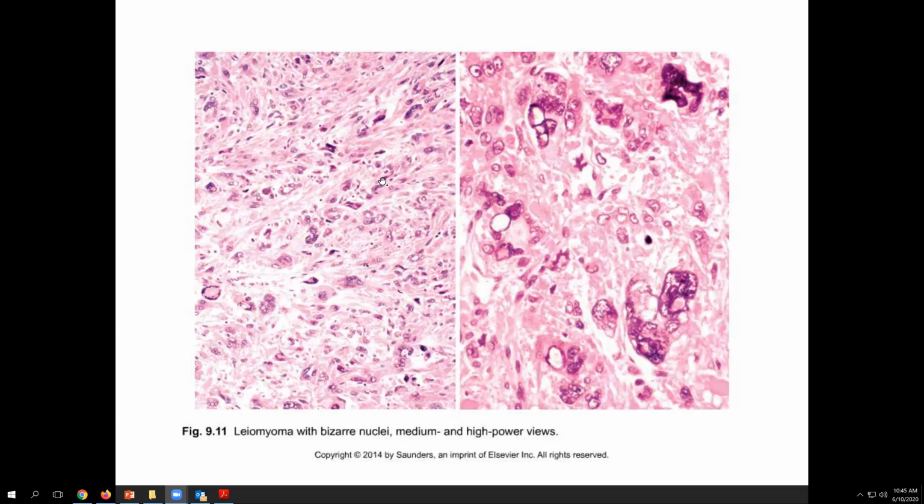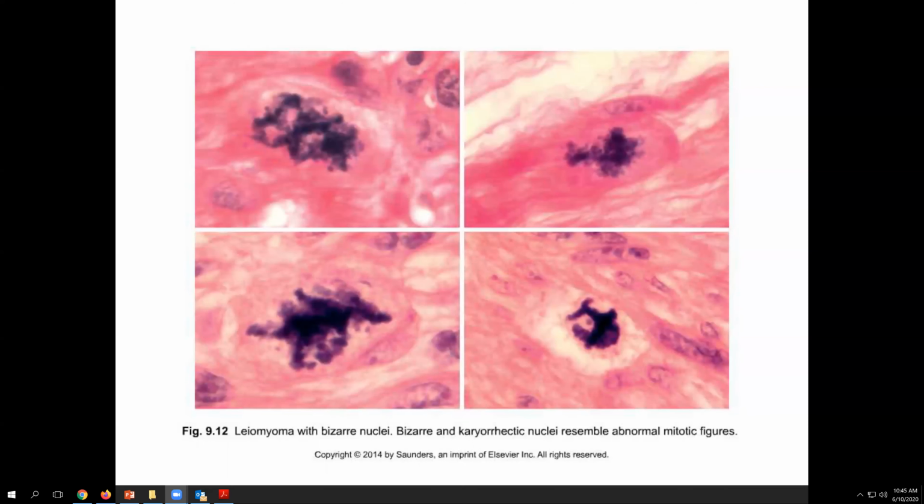So what are we looking at? Well, here's what they look like. Very easy to recognize this bizarre pattern of nuclear shapes, sizes, configurations, orientation, all different. And at higher magnification, very bizarre, funny looking cells, all with enlarged nuclei and variable features. Certainly could raise consideration for some sort of a funny tumor. Other terms that have been used for this include symplastic leiomyoma. That's another term that can be used. But bizarre nuclei is, I think, a preferable adjective.